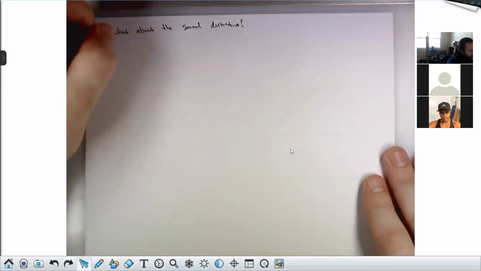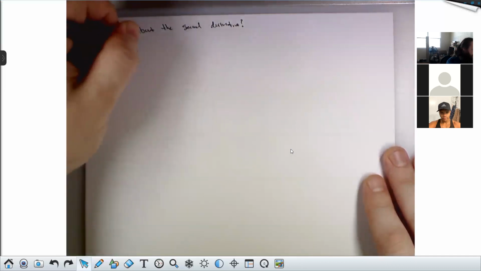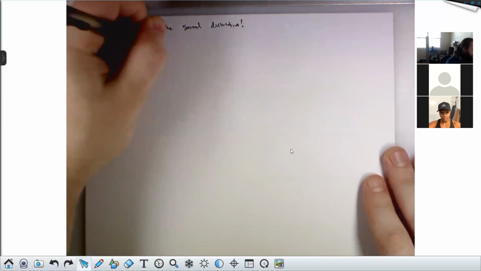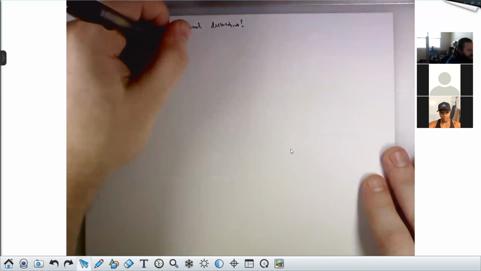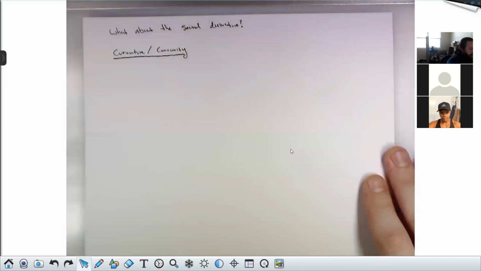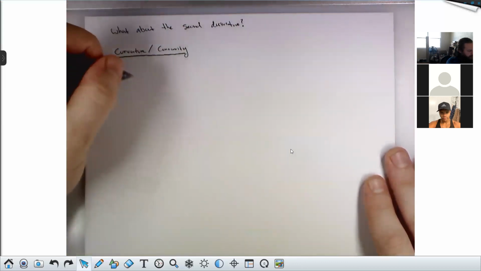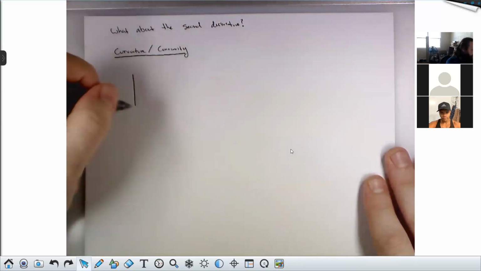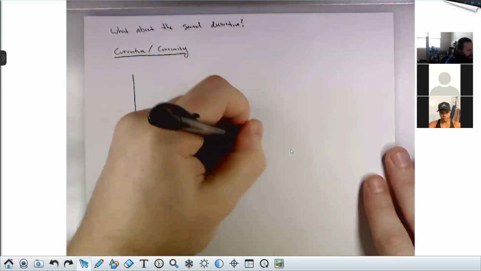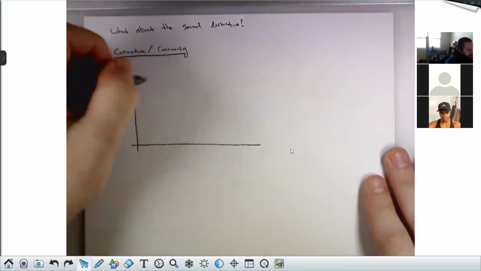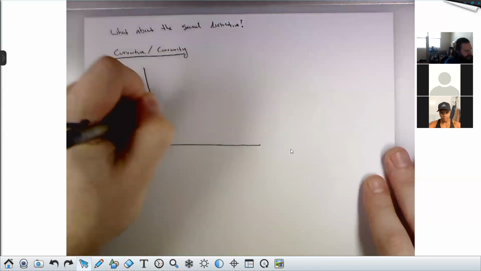So here's the idea. This is called curvature or concavity. And to introduce you to this concept, I'm going to draw a picture. It's going to be a graph of f of x. And then I'm going to use the tools that you had to apply on exam 1 to estimate and sketch the graph of f prime. Let's do it.